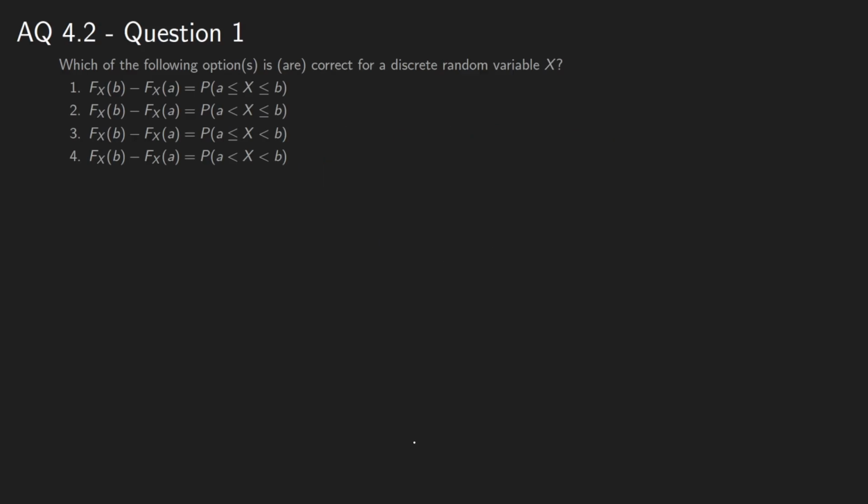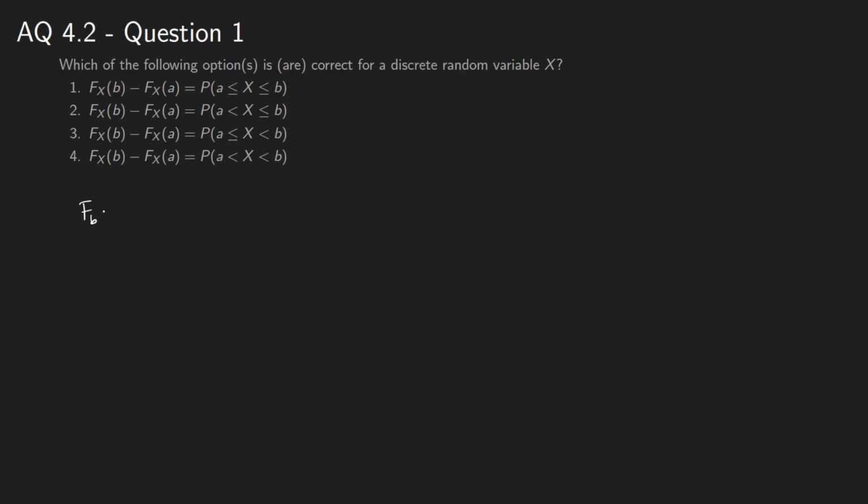So this is the first question from activity questions 4.2. Which of the following options are correct for a discrete random variable x? Multiple options can be correct. Essentially, in all of the options we have to choose what will be the difference in the CDF, and which probability it will represent.